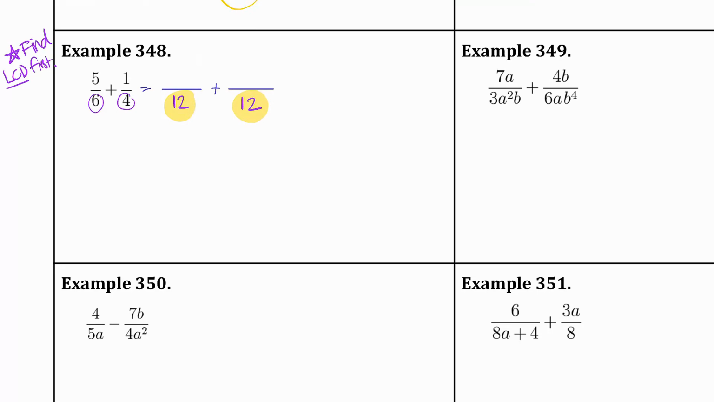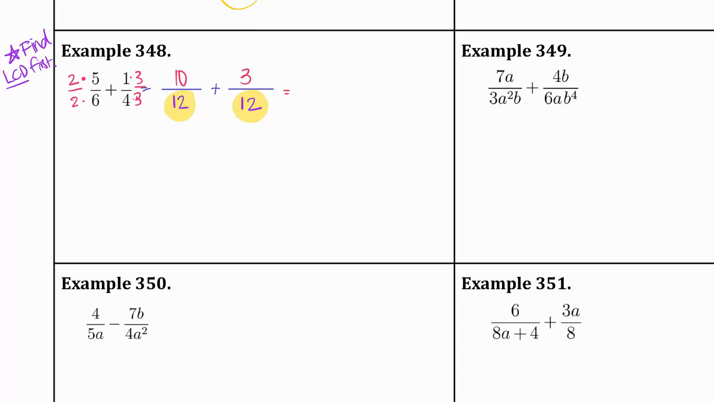And now we have to think, okay, how did we change the denominator to get to 12? Well, we multiplied 6 by 2. So we're going to do the same thing on top. 2 times 5 is 10. We multiplied 4 by 3. We got to do the same thing on top. 1 times 3 is 3.